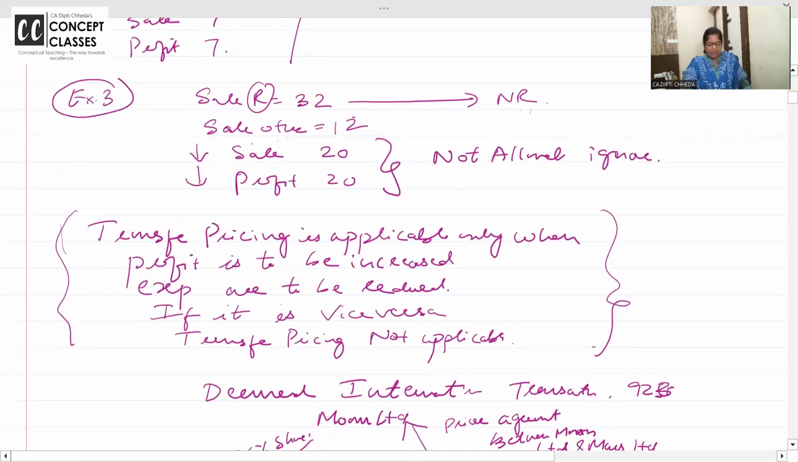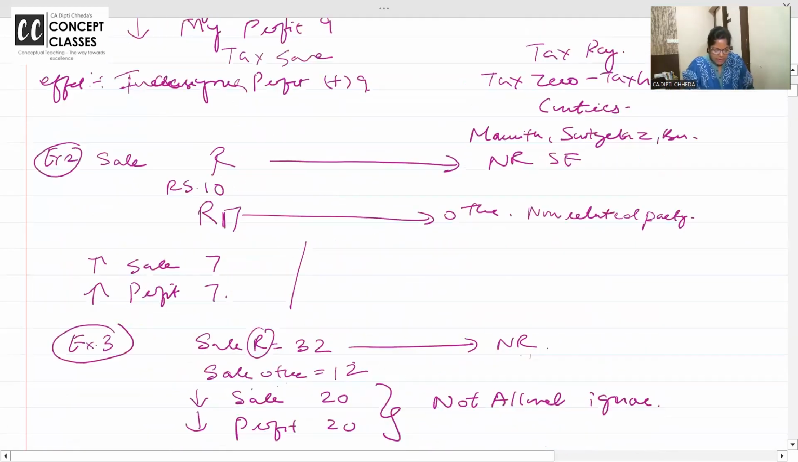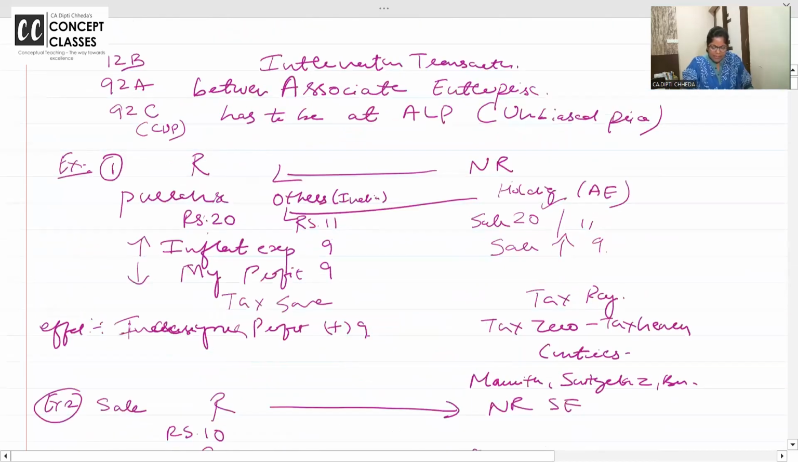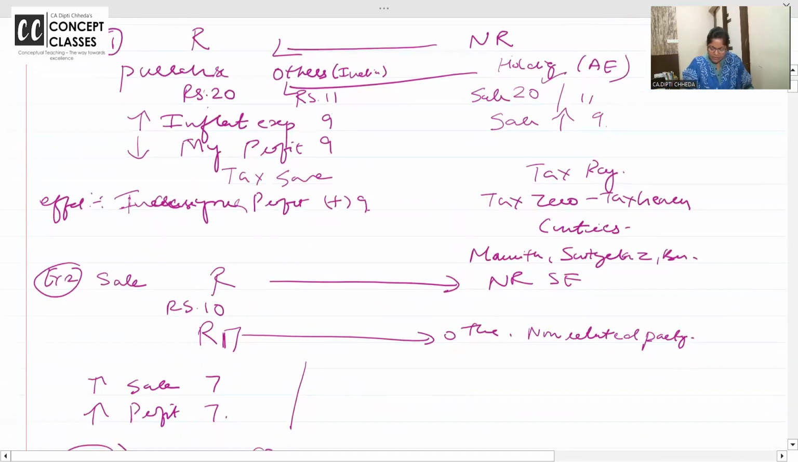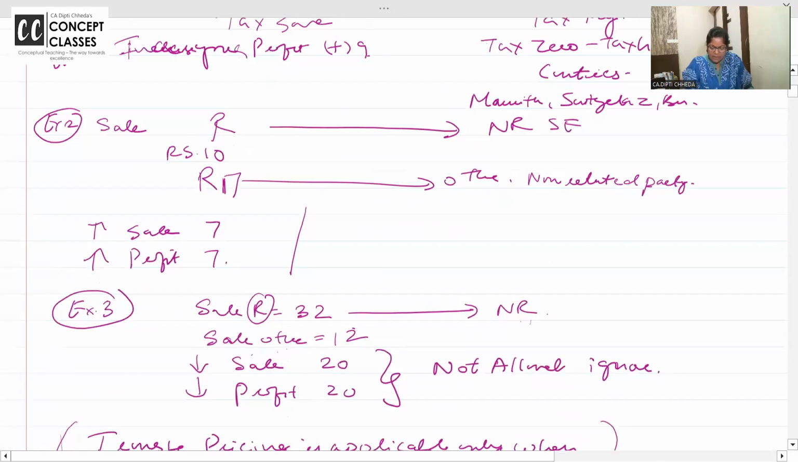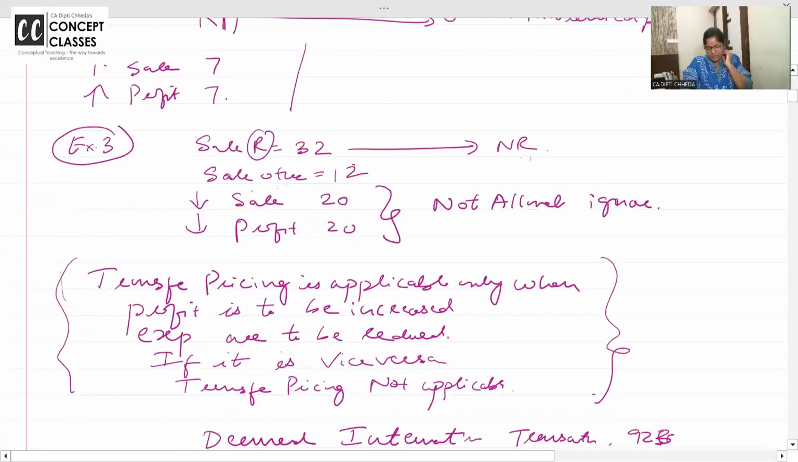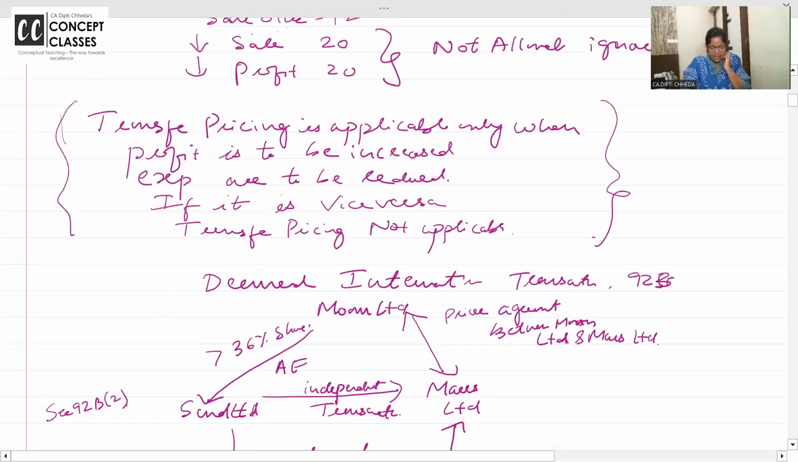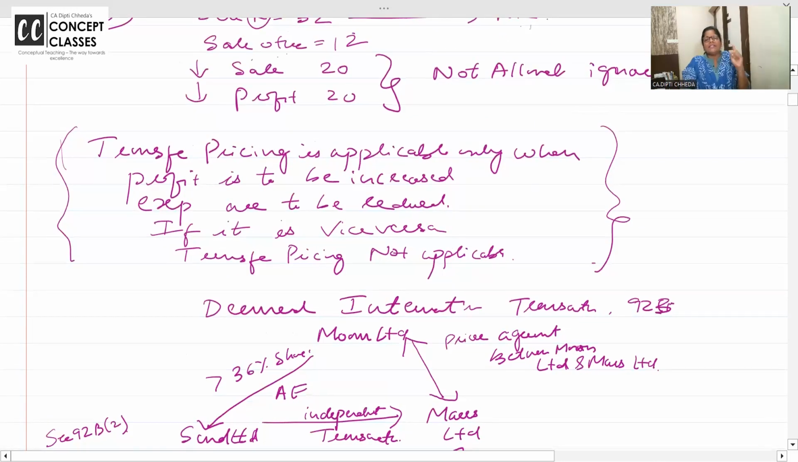Yeah. I missed out one very important thing, ये सब examples तो हमने class में किए हैं, resident and non-resident and all. Transfer pricing is applicable only when, after applying the transfer pricing, the profit increases or expenses decrease. If it is vice versa, it's not applicable.